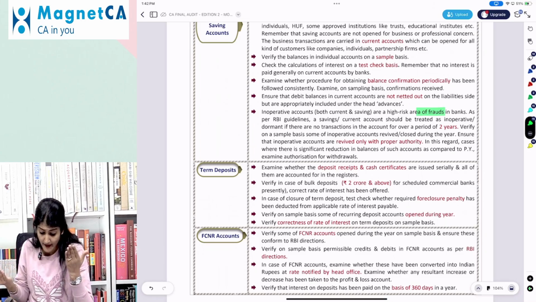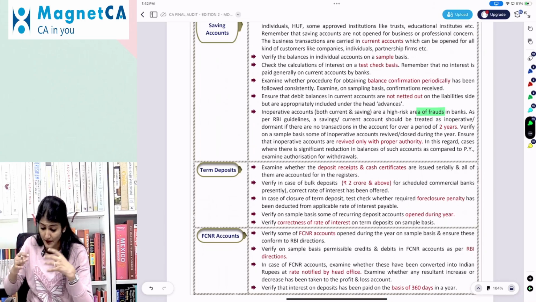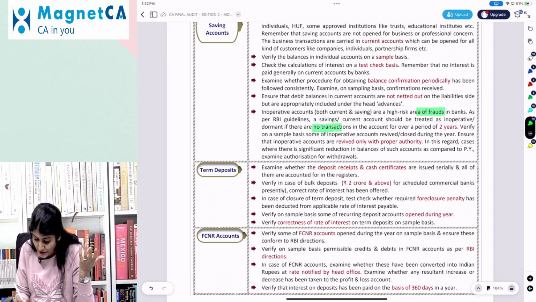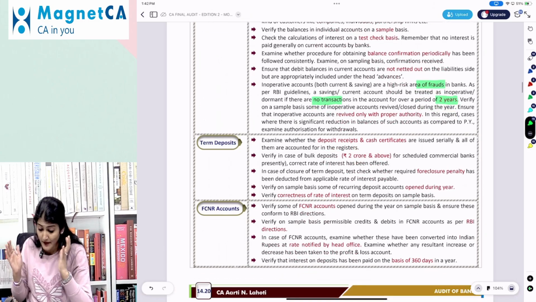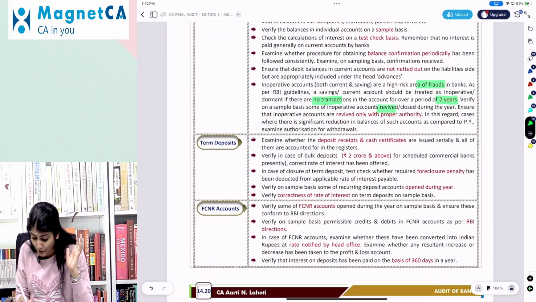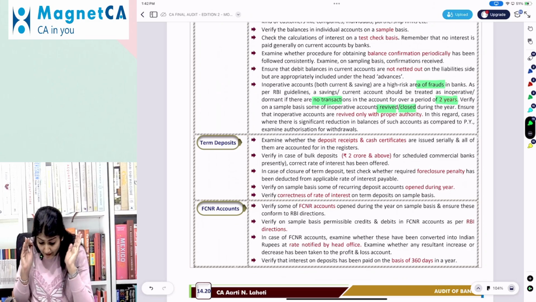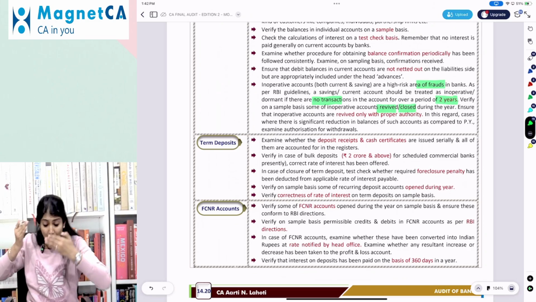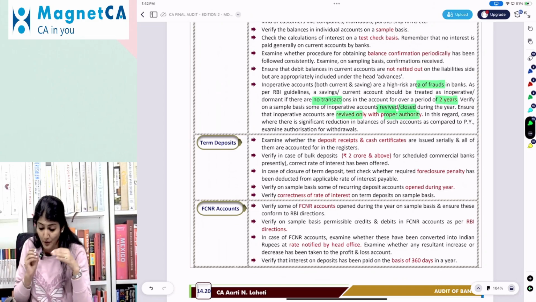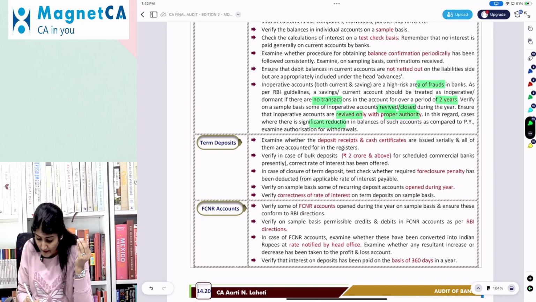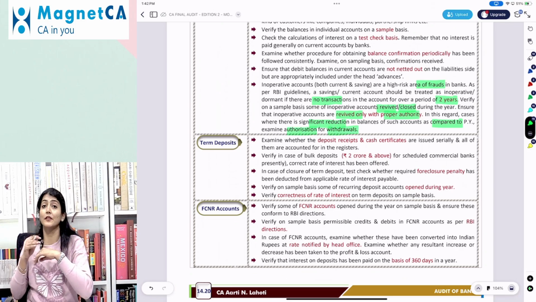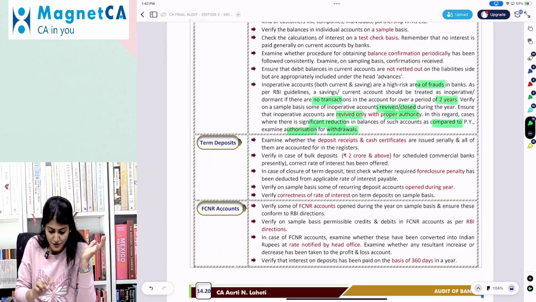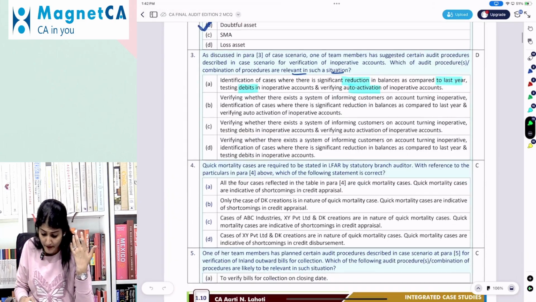As per RBI guidelines, an account should be treated as inoperative only if there are no transactions for a period of 2 years. Verify on a sample basis some of the inoperative accounts which have been revived or closed during the year. Ensure there is no auto activation, that they are revived only with the proper authority. And if there is a significant reduction in the balance as compared to the previous year, examine the authorization for the withdrawal.